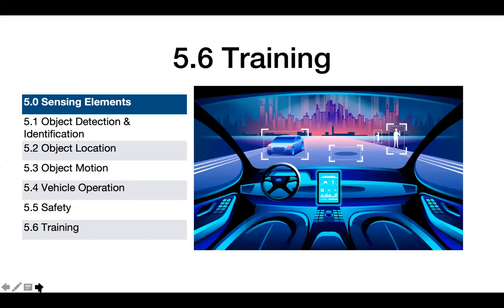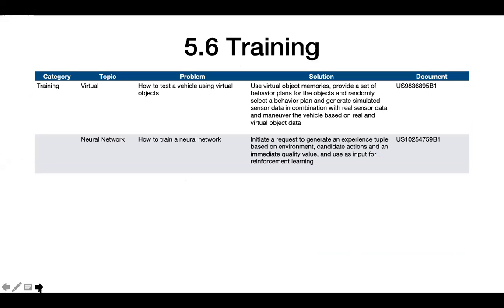No. All right. Now we have one training the vehicle to sense things and sense itself. How to test a vehicle using virtual objects. Use a virtual object memory to provide a set of behavior plans for objects, and randomly select a behavior plan and generate simulated sensor data in combination with real sensor data, and maneuver the vehicle based on real and virtual object data. So you're putting some VR glasses on your automobile and training it that way.